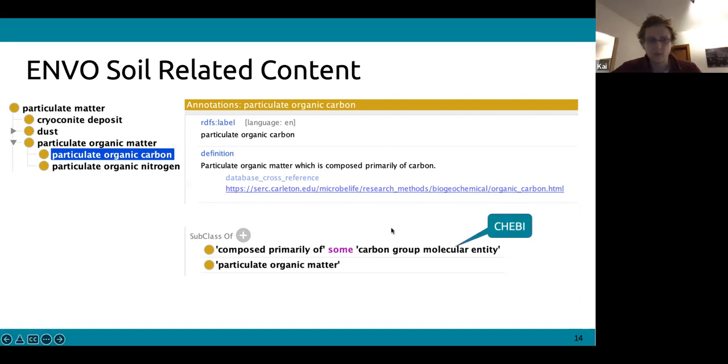And yes, it links back to terms from other ontologies. So in this example, particulate organic carbon, we're saying that it's particulate organic matter that's composed primarily of some carbon group molecular entity, and that links off to ChEBI, which itself is its own hierarchy. And there's a whole bunch of different concepts or terminology represented within ChEBI, and we're saying at this level in the ChEBI node, it's composed of something of that. So anything in that list could be part of this particulate organic carbon.